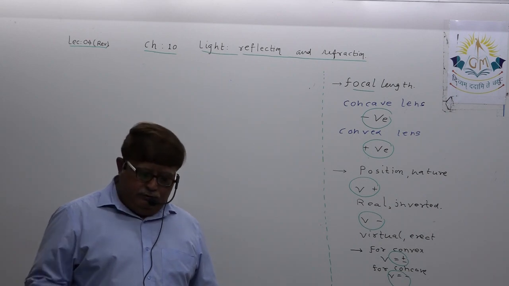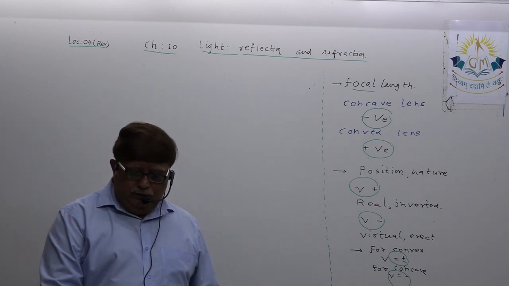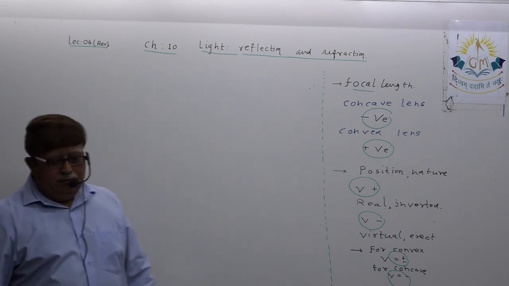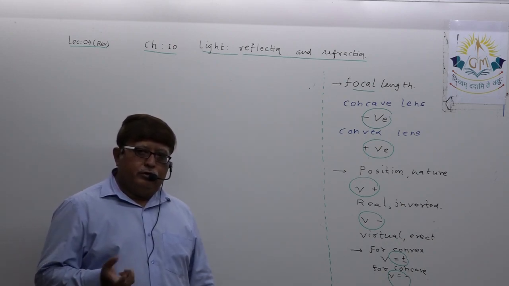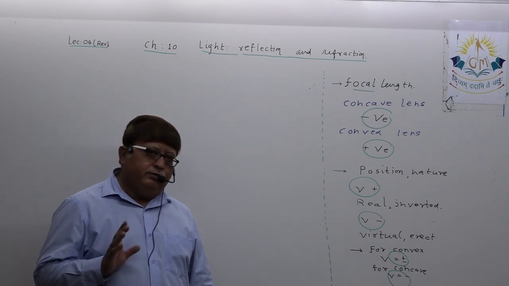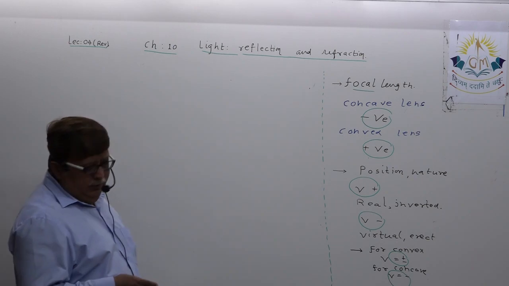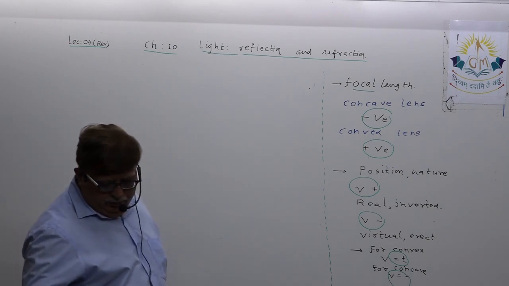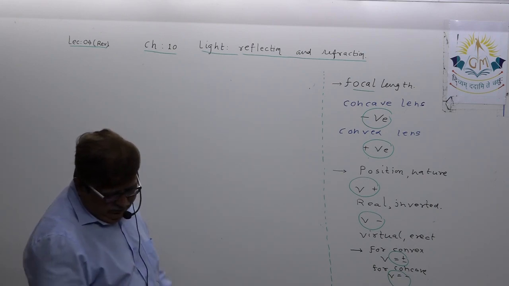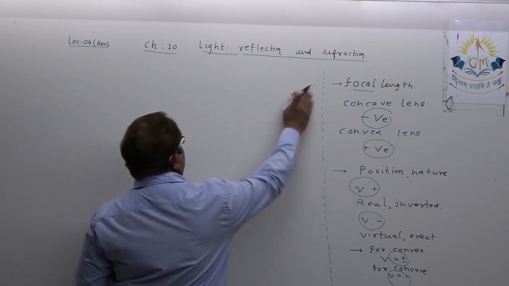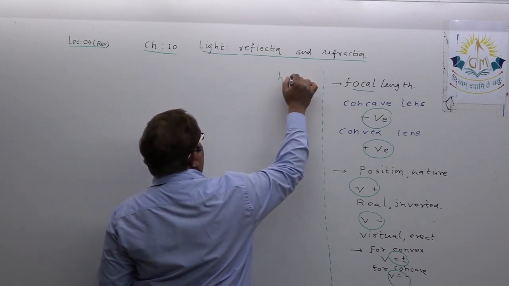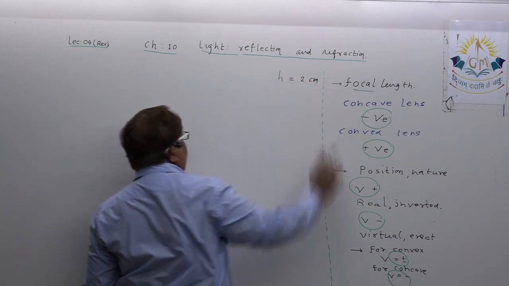Okay. So dear student, before you solve this example, the type of the lens needs to be struck in your mind. It is convex lens. Okay. So first, what is given? The height of the object has been mentioned. What is that height of the object? It is mentioned 2 centimeter. So I would like to write h equal to 2 centimeter.